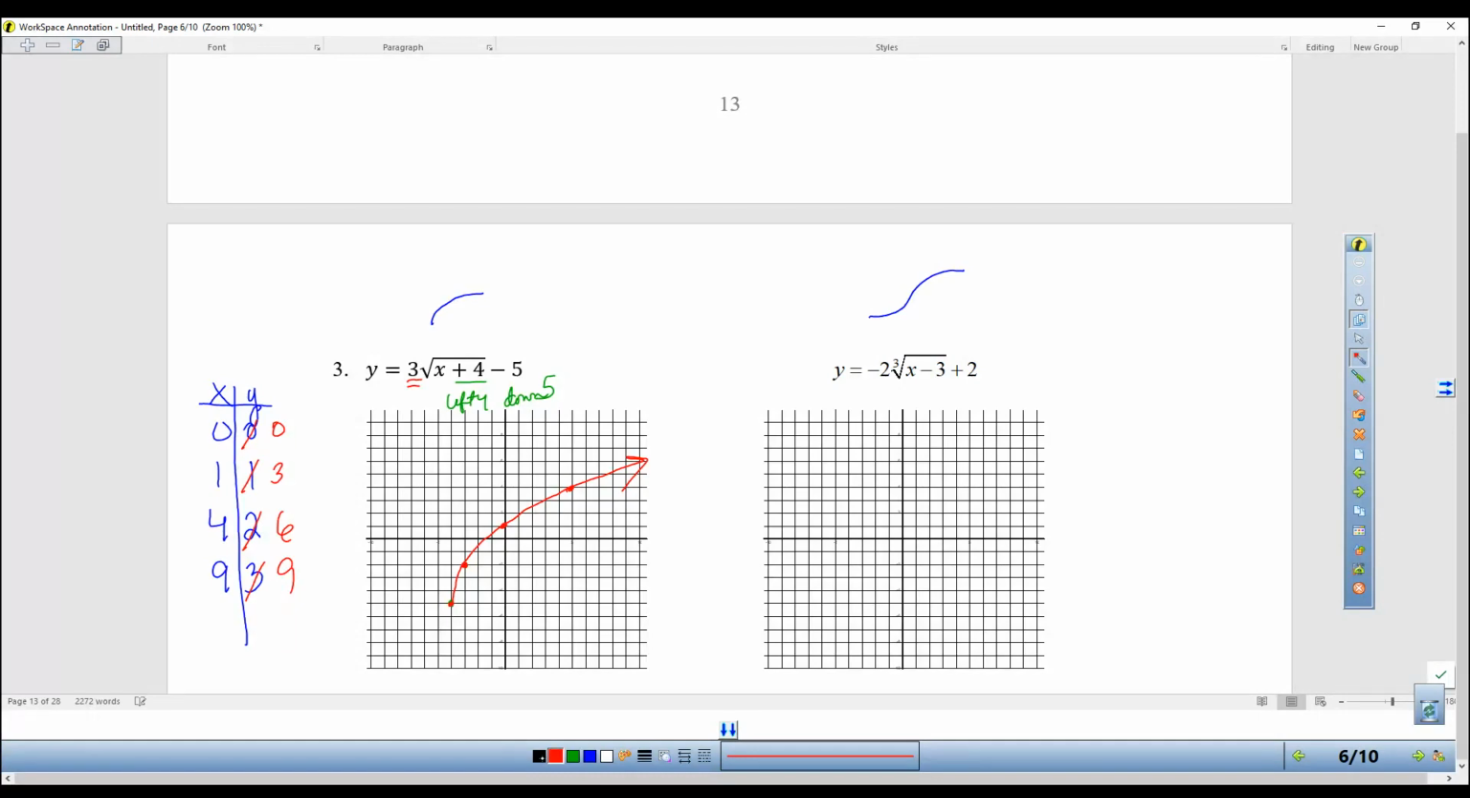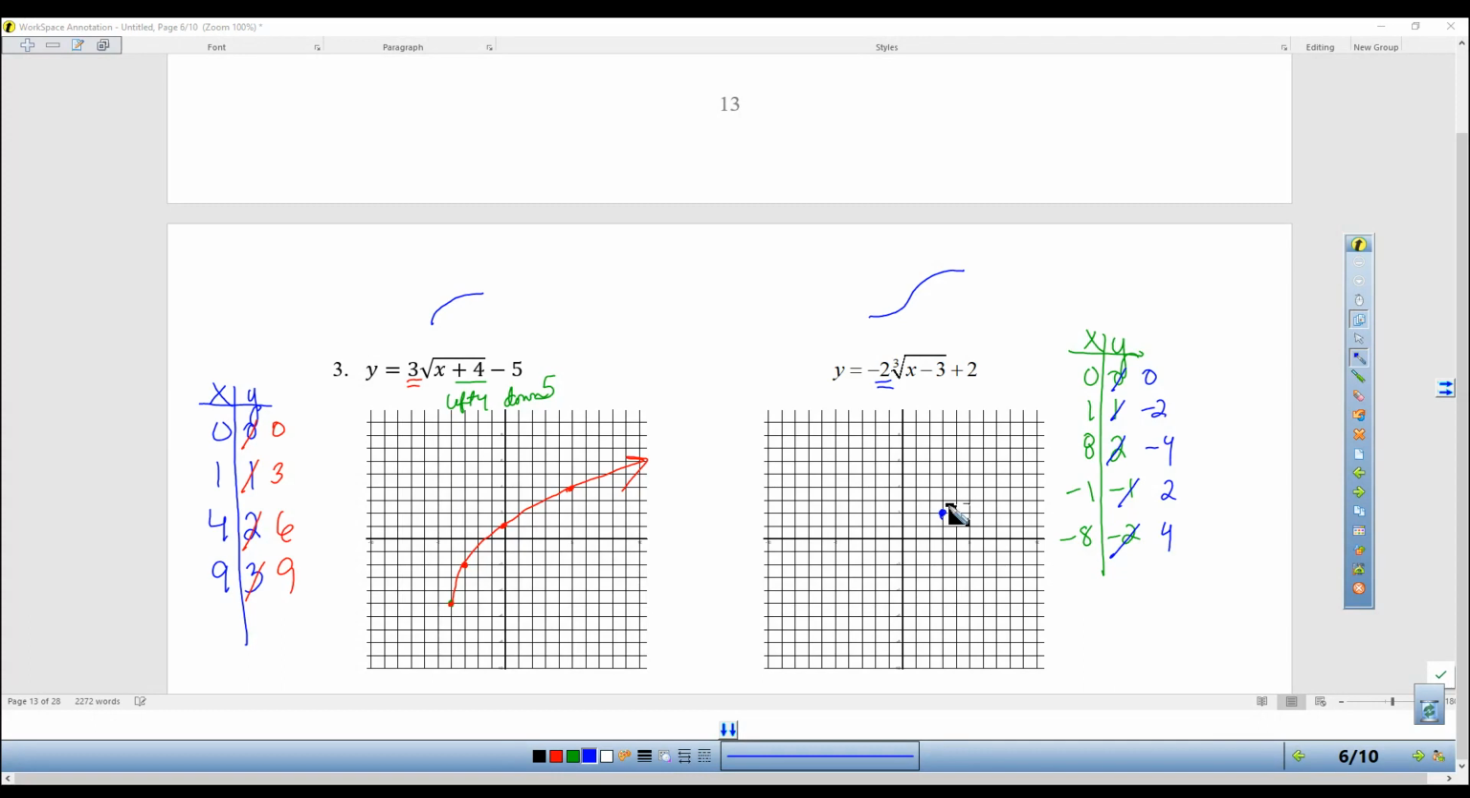Okay, next one is a cube root. Remember that for cube root, my points are 0, 0, 1, 1, 8, 2, negative 1, negative 1, and negative 8, negative 2. But I'm going to be multiplying by the negative 2, 0, negative 2, negative 4, 2, 4. And I'm going to be shifting to the right 3 and up 2.